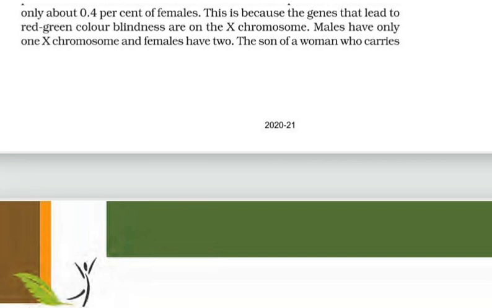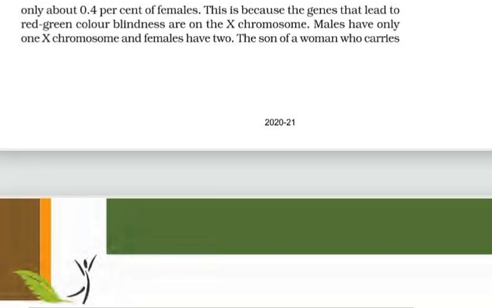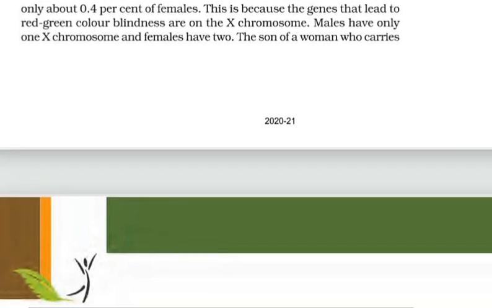The son of a woman who carries the gene of color blindness has a 50% chance of being colorblind. Okay. The mother is not herself colorblind because the gene is recessive. That means that its effect is suppressed by her matching dominant normal gene.